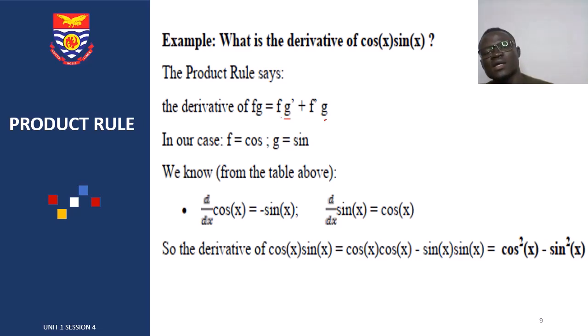In our case, f is equal to cos and g is equal to sine. So we know from the table above that the derivative of cos x will always give us minus sine x, and the derivative of sine x will give us what? Cos x. So the derivative of cos x sine x will give us cos x times cos x minus sine x times sine x, which will give us cos squared x minus what? Sine squared x.